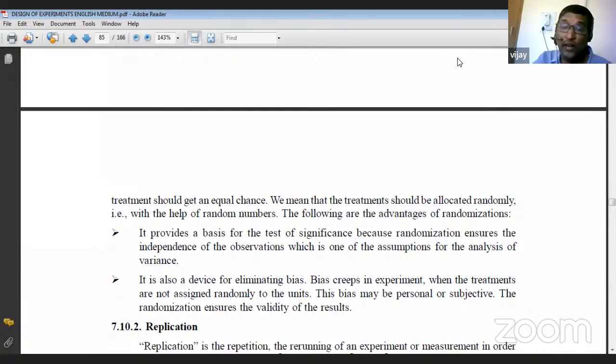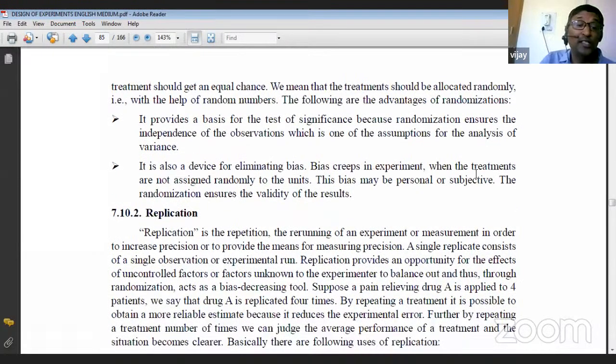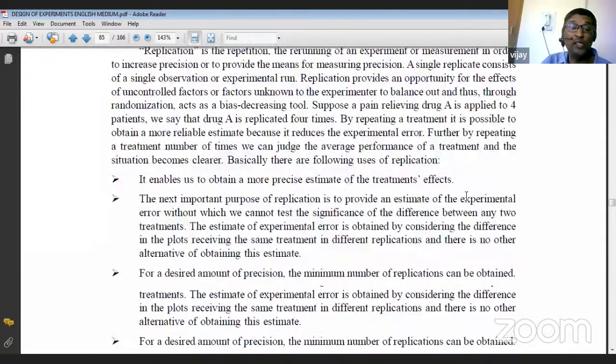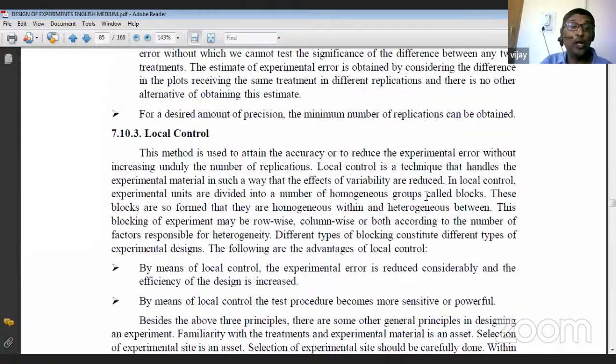The following are the advantages of randomization. It provides a basis for the test of significance because randomization assures the assumptions of the observations for the analysis of variance. It is also a device for eliminating bias. Bias creeps into an experiment when the treatments are not assigned randomly to the elements. This bias may be personal or subjective. Randomization ensures the validity of the results. So this one is discussed; now the last one, local control.